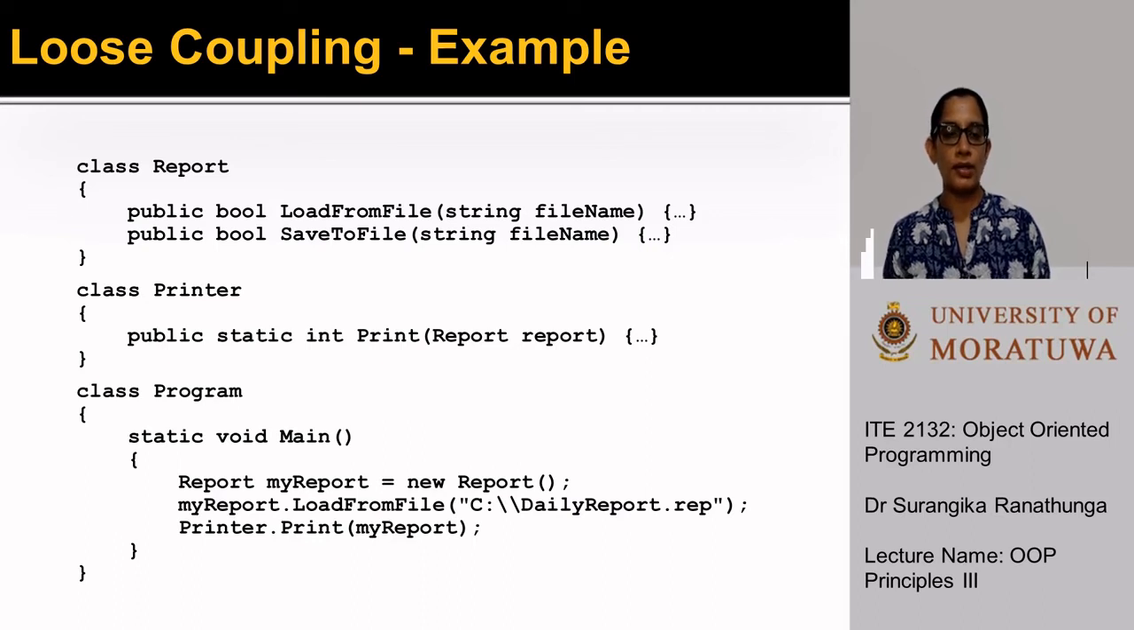Here, as you can see, the report class has a well-defined functionality. It can load a file from the hard disk and it can save a file to the hard disk. And the same with the printer. All it does is print. When given a report, it prints, but it does not try to access the hard disk or anything. So everyone has their well-defined responsibilities.